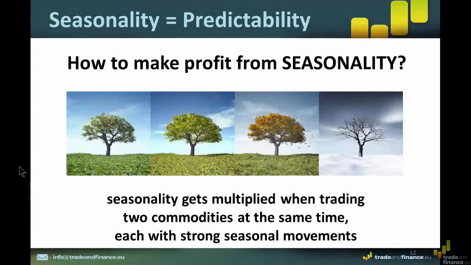So how can we profit from seasonality? I already mentioned that seasonality basically equals predictability. This is a very important feature of commodities. And the seasonality gets even multiplied in some cases when we trade two commodities at the same time and when we expect strong seasonal movements in case of each of these commodities.